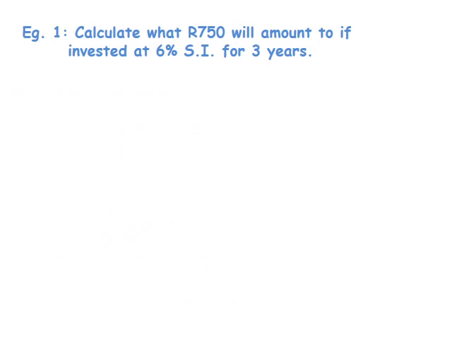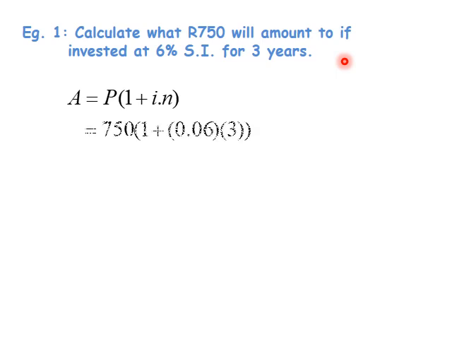So example 1, calculate what 750 Rand will amount to if invested at a 6% simple interest for 3 years. First things first, write down the formula and let's put the relevant information into the relevant parts of the formula. The principal amount was 750 Rand. The 1 stays. The interest at 6%, 6 divided by 100 gives us 0.06. And then the number of years is 3.